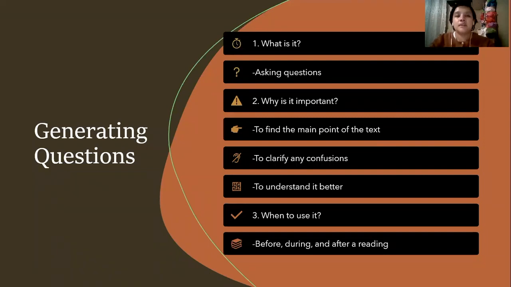So what is this reading strategy? Basically, this reading strategy is about you yourself asking questions about the reading. These questions are coming from you, not from the teacher.